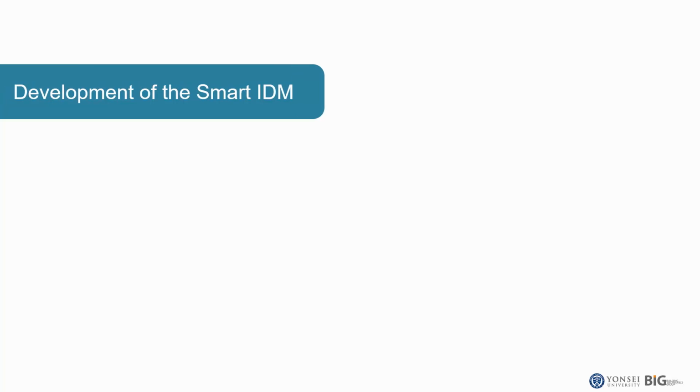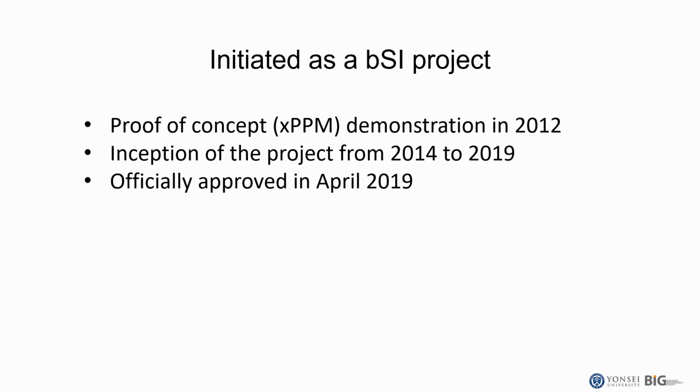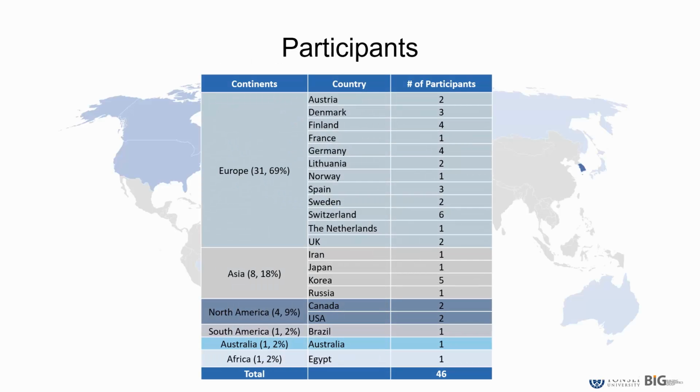Development of the Smart IDM. The proof of concept was demonstrated in 2012 at a Building Smart International Summit using XPPM. The project was incubated from 2014 to 2019 and officially approved as a BSI, Building Smart International, project in April 2019. A total of 46 IDM experts from all over the world participated in the development of the IDM schema.